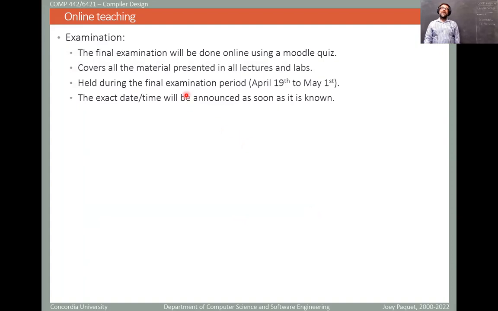The other part of the online teaching is the examination. I will do the exam as a Moodle quiz. That's one thing I have decided. Even if we would be in person, I'm going to push to have a Moodle quiz as the exam. It's possible that the university will push against that. I'm going to try to push in favor of using a Moodle quiz.